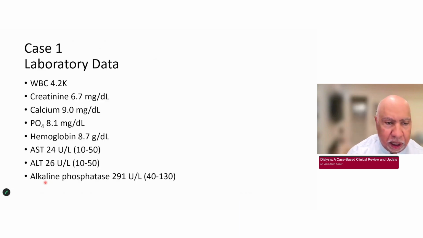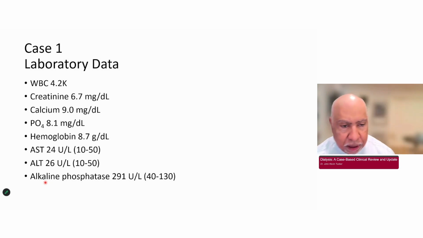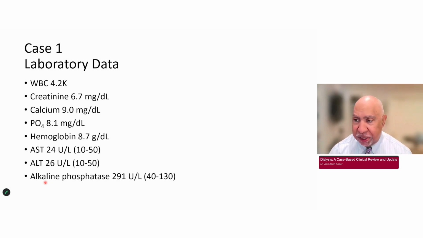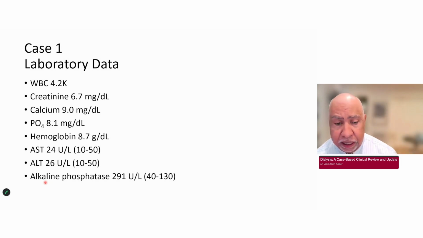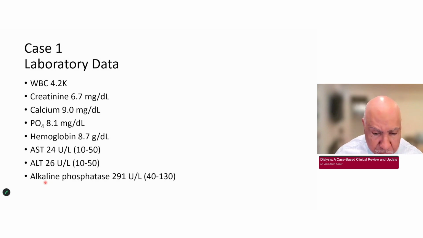Laboratory data included a white count of 4,200. Calcium was 9, phosphorus was 8.1. He was a little bit anemic, hemoglobin of 8.7. AST and ALT were 24 and 26 respectively, and his alkaline phosphatase was 291.